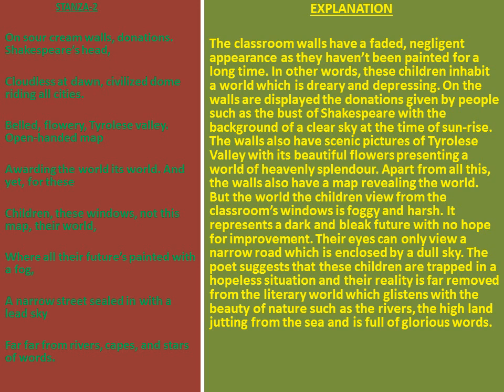Apart from all this, the walls also have a map revealing the world, but the world the children view from the classroom's window is foggy and harsh. It represents a dark and bleak future with no hope for improvement. Their eyes can only view a narrow road which is enclosed by a dull sky. The poet suggests that these children are trapped in a hopeless situation and their reality is far removed from the literary world which glistens with the beauty of nature, such as the rivers, the high land jutting from the sea, and is full of glorious words.